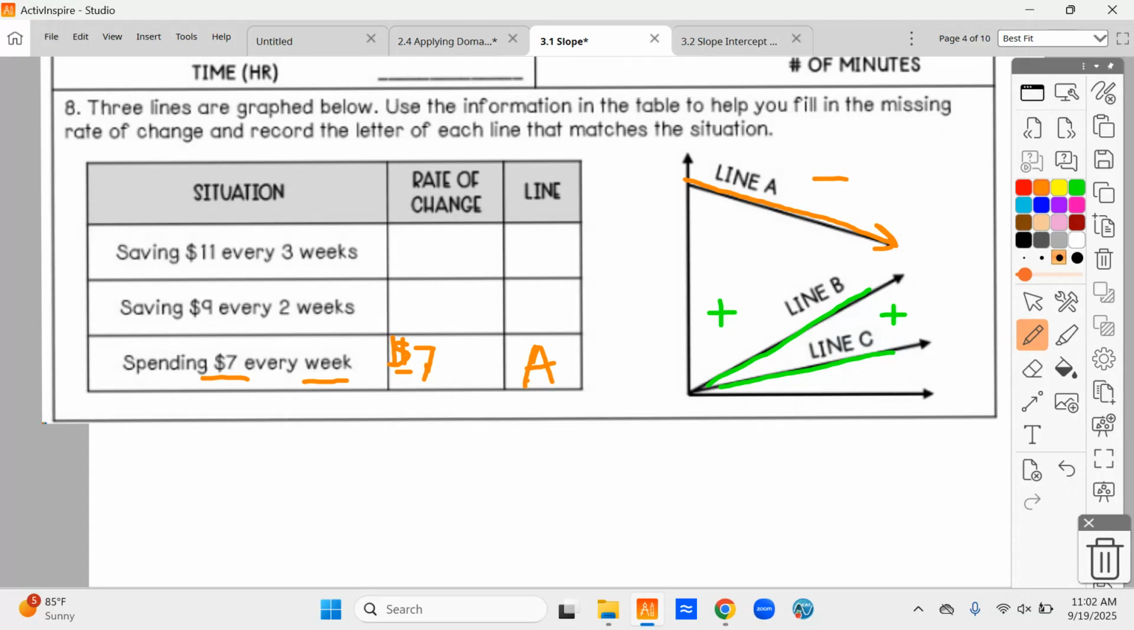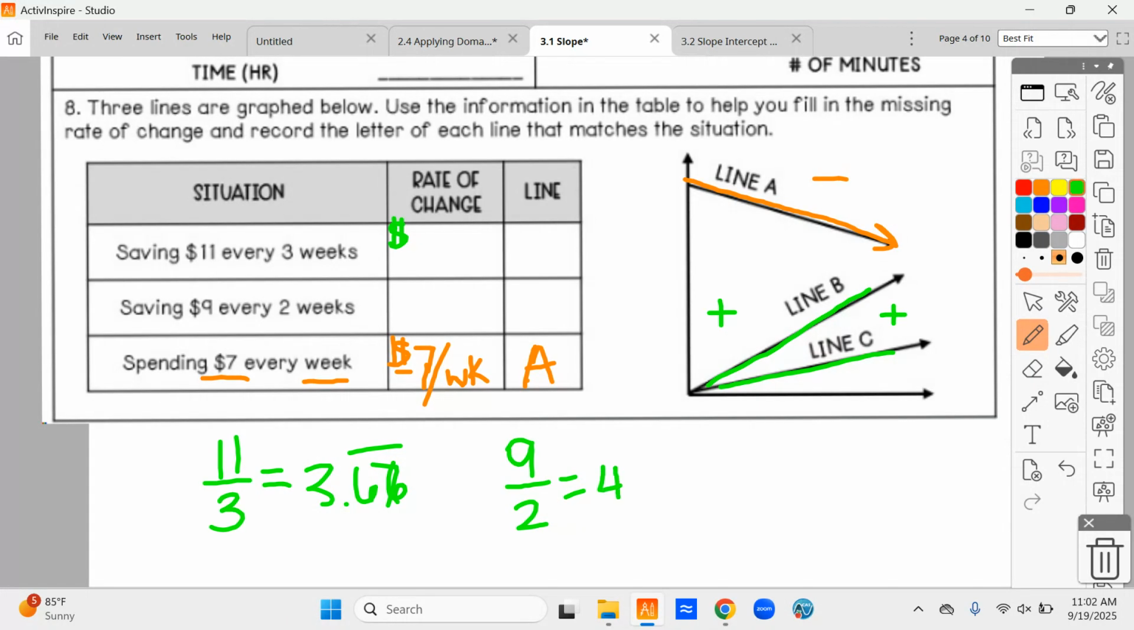negative $7 per week. Now, if we look at our savings, $11 every 3 weeks or $9 every 2 weeks, I can write it as a simplified fraction. So 11 divided by 3 equals 3.66 repeating. Okay, so we could say 3.67. All right, and 9 divided by 2 is 4.5.